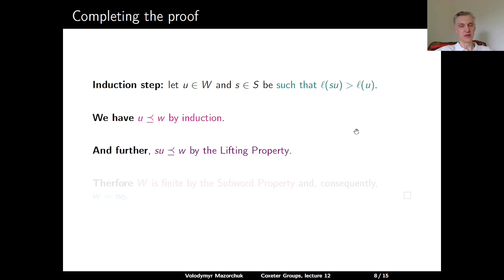And this means that all elements in W are Bruhat less than or equal to our little w, which by the subword property means that W is finite, and moreover, since little w must also be Bruhat greater than or equal to the longest element w0 in our finite W, they should coincide by the subword property. And this completes the proof of our proposition.